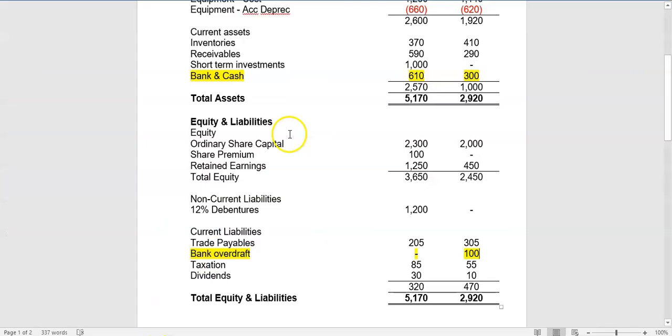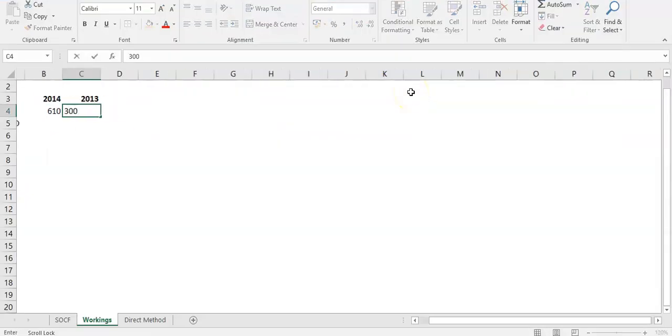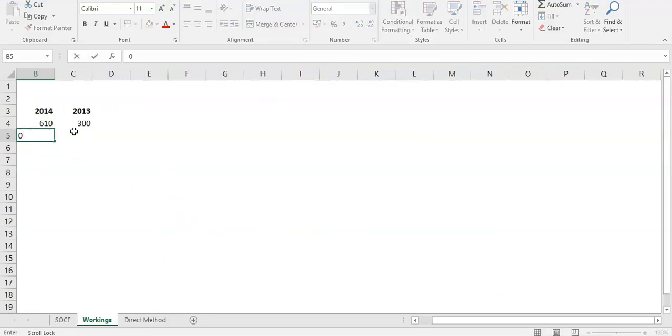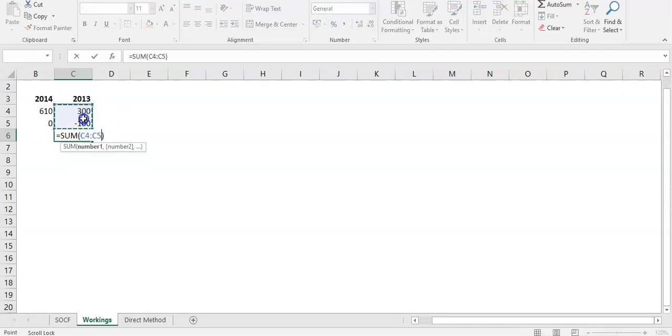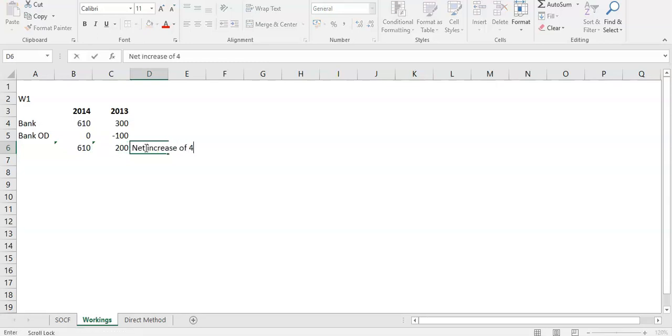So our bank in 2014 and 2013 were 610, and 300. Our bank overdraft, we're told here, was nil at the end of the year, 0, and minus 100 at the start of the year. So the net cash and cash equivalents then were 200, and the net cash and cash equivalents now, let me copy it over, are 610. So that is a net increase of 410.